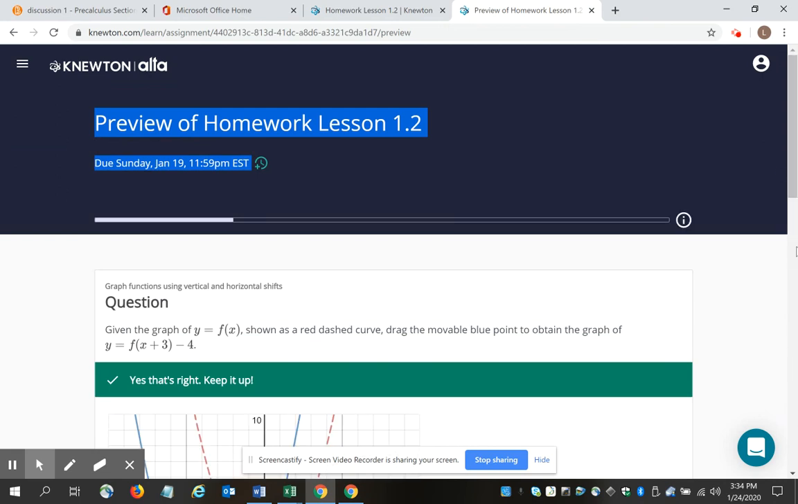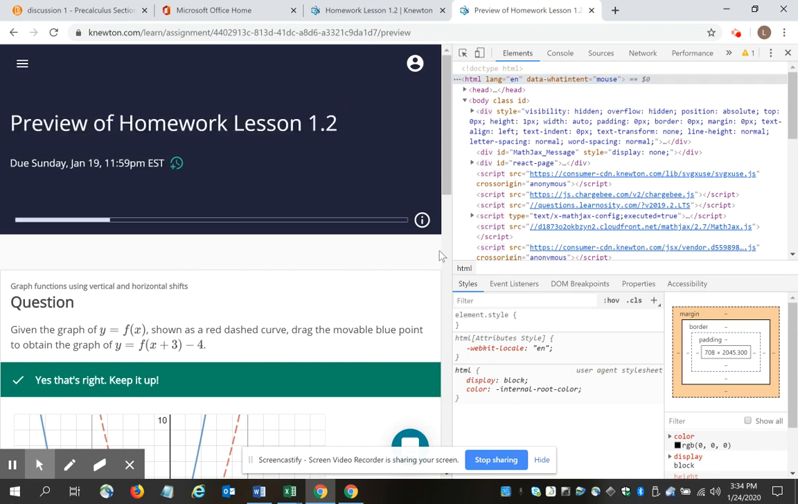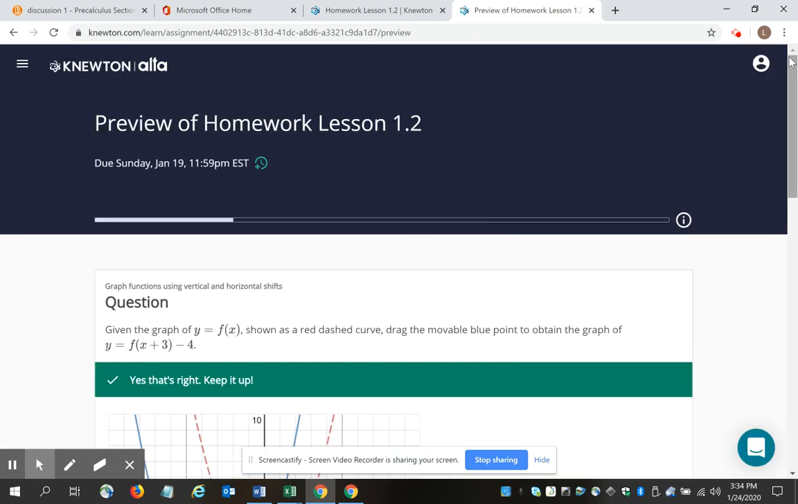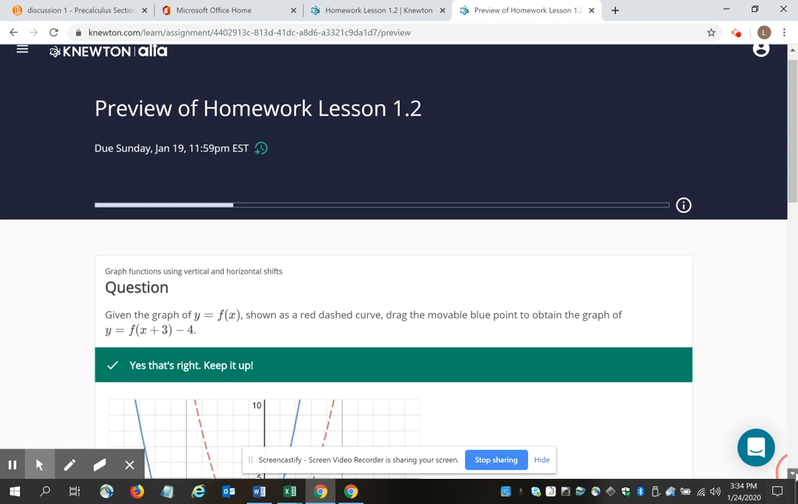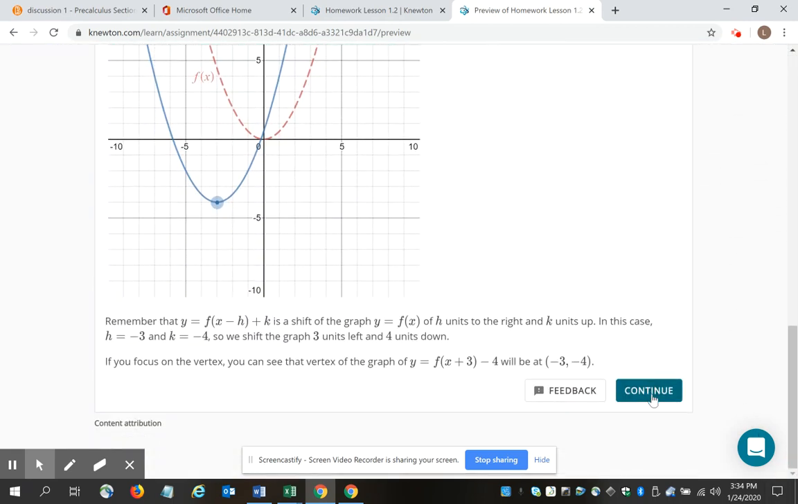Okay, I got a little off there. My mouse is not cooperating. Okay, so we're going to scroll down and tell it that we want to continue.